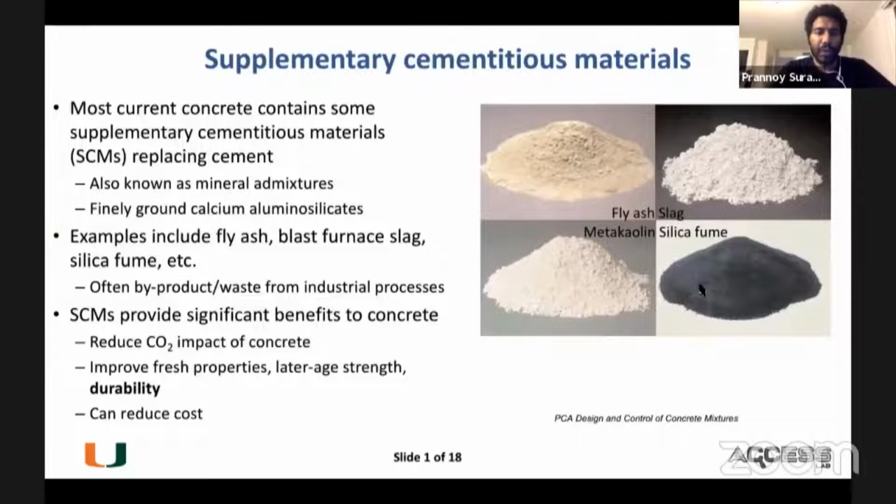So I want to start off with a short introduction about supplementary cementitious materials. Many also know them as mineral admixtures. These are finely ground calcium aluminosilicates, which are often the byproduct or waste from various industrial processes. Examples include fly ash, slag, metakaolin, silica fume, which are shown in this picture on the right.